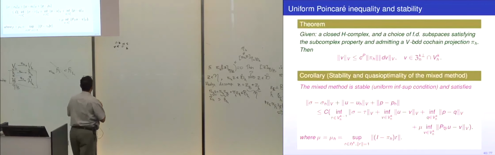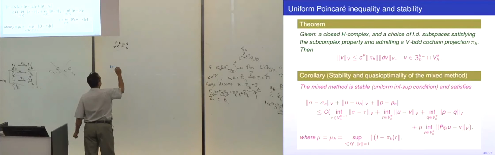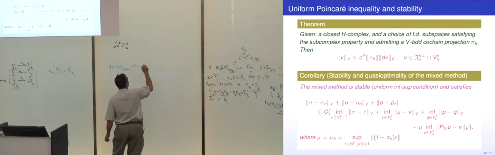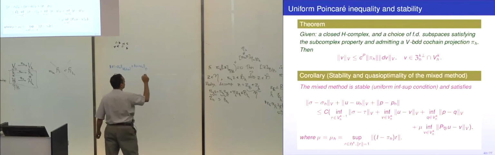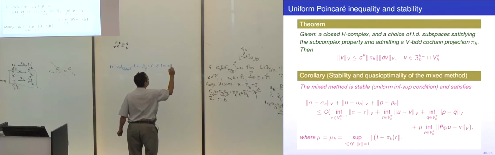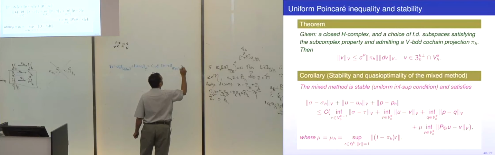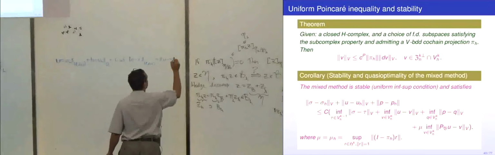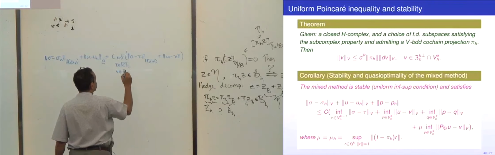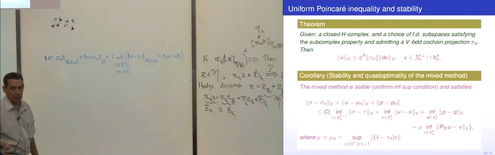So when you do that, then you prove something like sigma minus sigma_h in H(div) for the Raviart-Thomas, plus u minus u_h in L2, which is the V space for u, is less than a constant times the best approximation, sigma minus tau, plus u minus v in L2, where the infimum is over tau in the Raviart-Thomas space, and v in the piecewise constants. In fact, this was proven by Raviart and Thomas, though what they did is prove the inf-sup condition, and therefore they had this estimate.